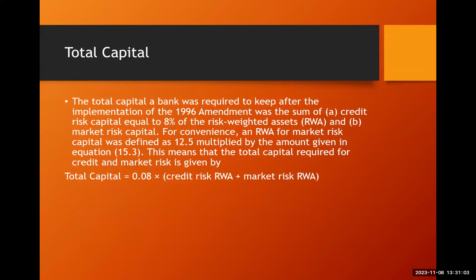So you can think about this as 8% of the credit risk-weighted assets plus that maximum of the VAR average times 3 plus the specific risk charge. So those are components of the Basel I amendment.